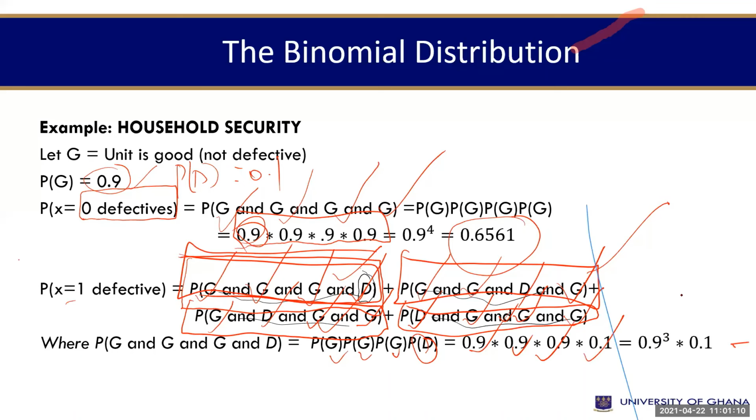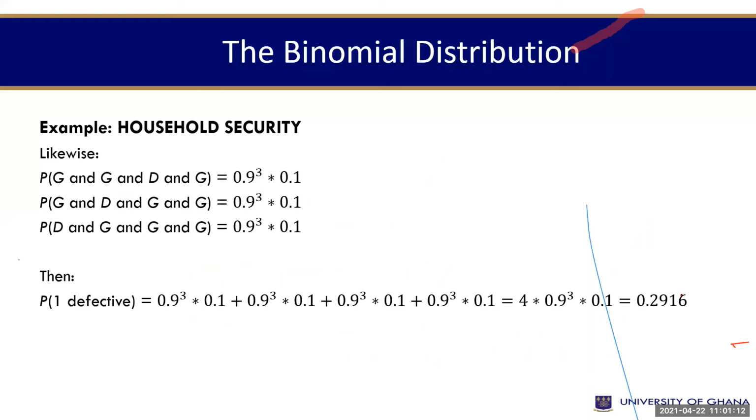0.9 times 0.9 times 0.9 times 0.1 should give us what? That's the value we have here. Likewise, the other one, 0.9, we have 1, 2, 3 good and 1 defective. So the multiplication of all these and summing up should give us 0.2916. It means that the probability that it's only 1 defective is going to give us this.